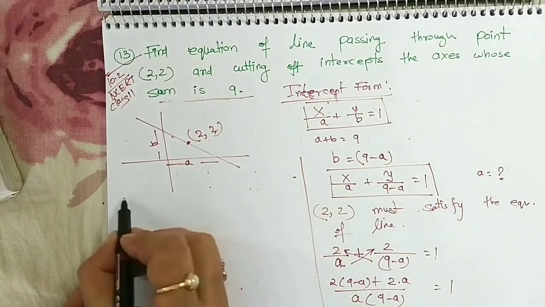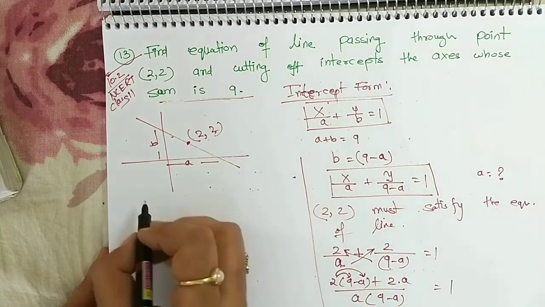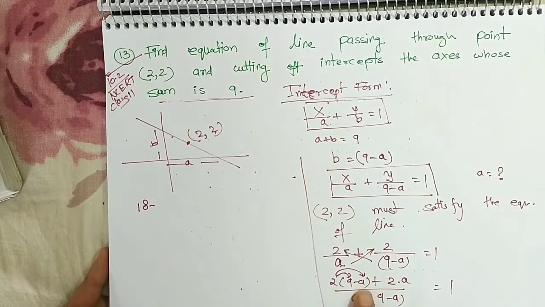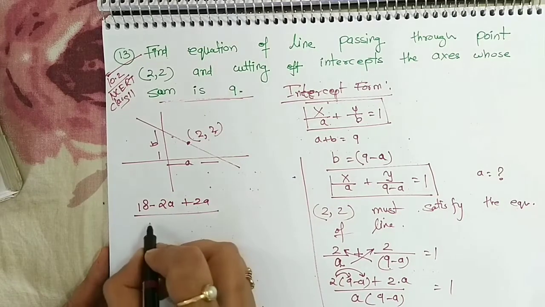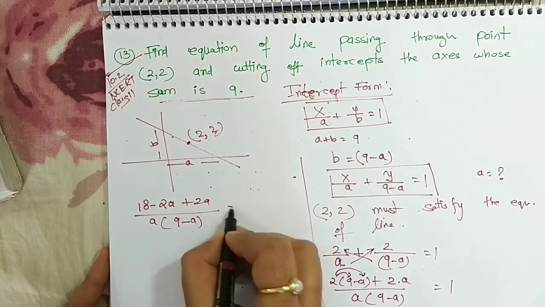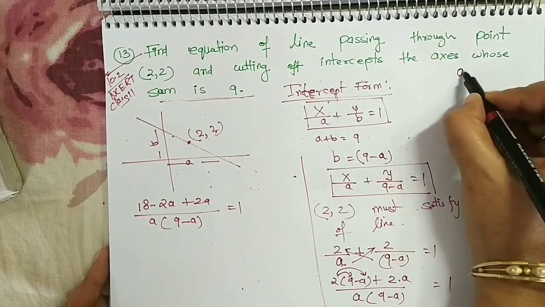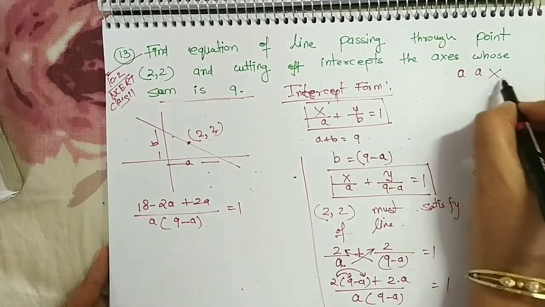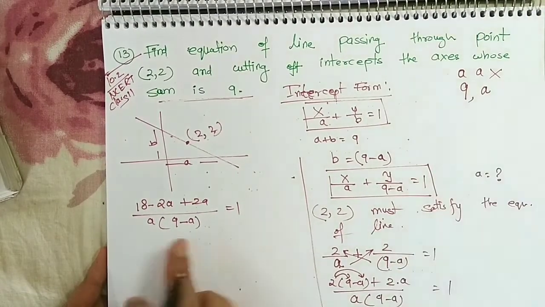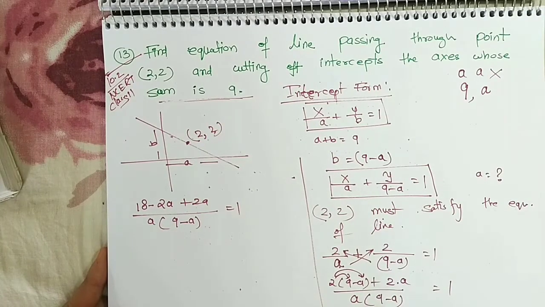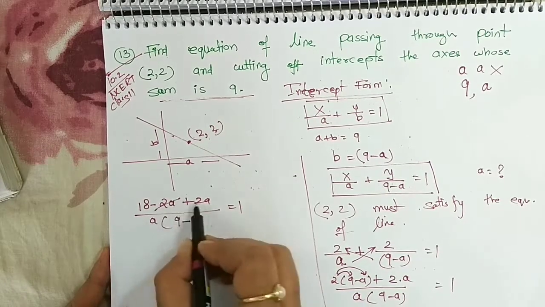So I am getting this. 9 twos are 18 minus 2 into a, so 2a plus 2a, over a into (9 minus a), by 1. Be careful, guys. Some students make 9 and a the same, and you yourself get confused. Please write 9 clearly and a clearly. Otherwise this will merge in the end and you won't know which is 9 and which is a. So here this 2a and 2a will cancel.